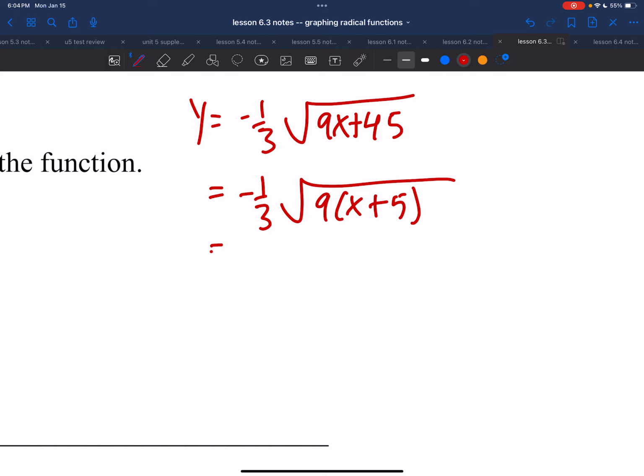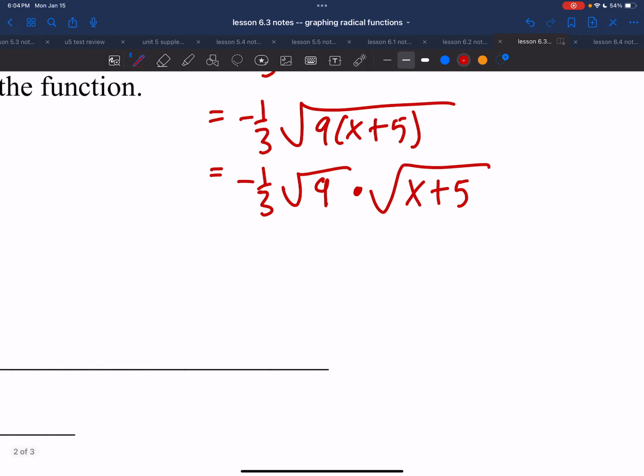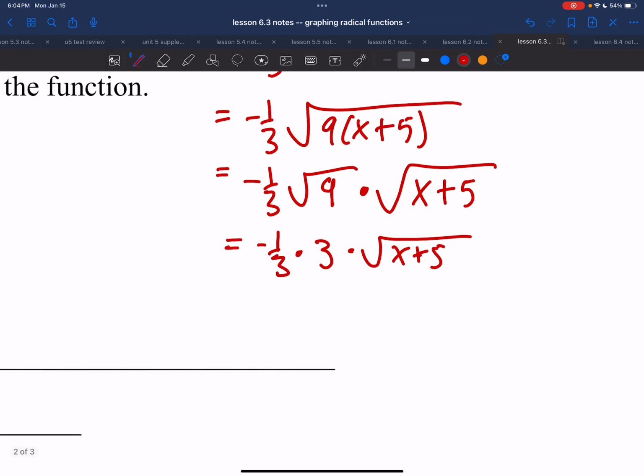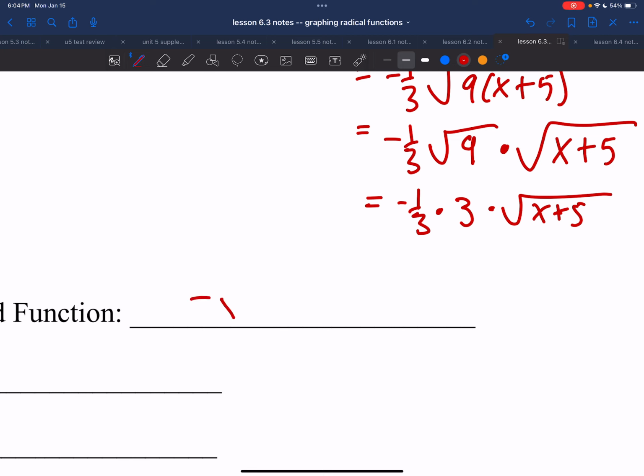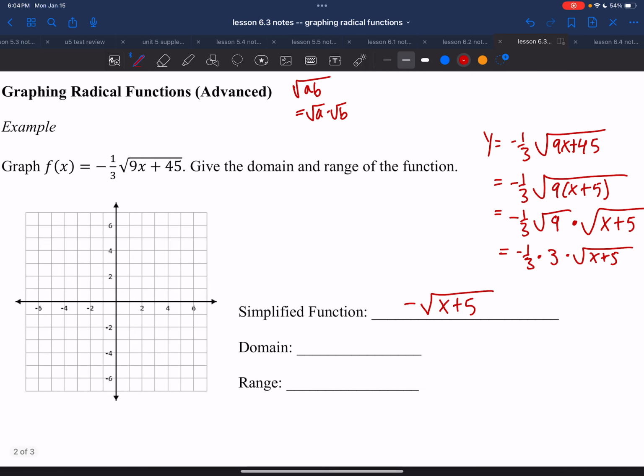Now, via that property we just talked about, because 9 is multiplying the quantity x plus 5, you can break it up like this. It's the square root of 9 times the square root of x plus 5. But hey, wait, what's the square root of 9? The square root of 9 is 3. And negative 1/3 times 3 is negative 1. So the function is negative square root of x plus 5. Look at that. So much cleaner, right? I would totally rather graph this than that.